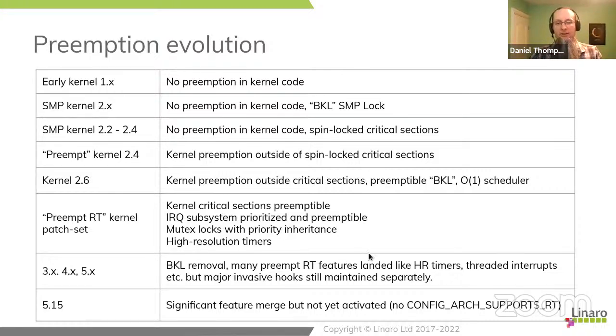Many of the preempt RT features that were developed within this patch set were landed in the kernel because they were generally useful beyond the scope of hard real-time systems. So high resolution timers are generally useful. Threaded interrupts are really useful, particularly if you're working with things like I2C and other slow buses. But the major invasive hooks that underpin preempt RT, and that we'll discuss coming up, were maintained separately until 5.15. So 5.15 is the kernel which was released containing a large quantity of the preempt RT kernel code.